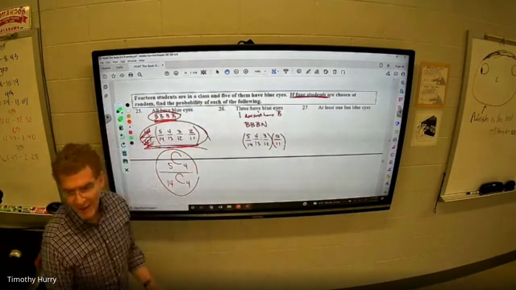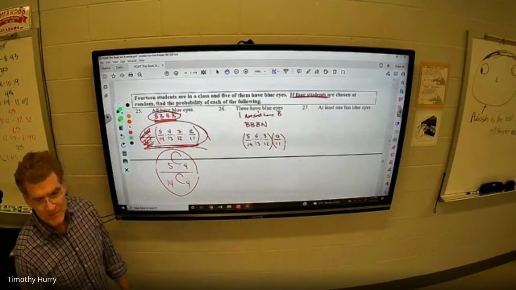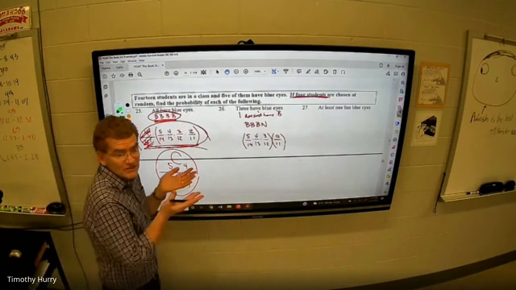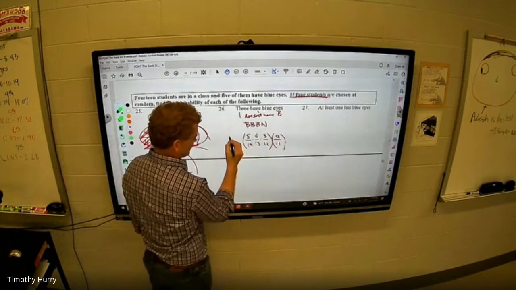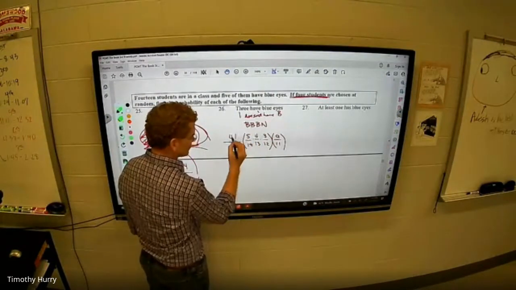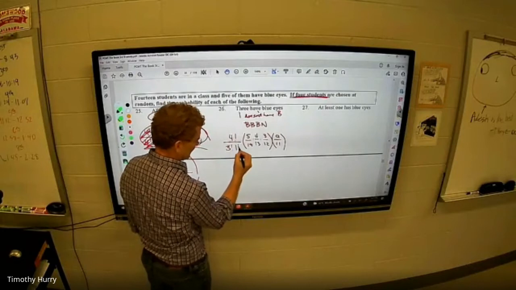How many ways can I rearrange those? And you can put a 4 because it's very countable. I could have the not blue in any of those 4 places. Or you could say 4 factorial over 3 blues, 1 not blue.